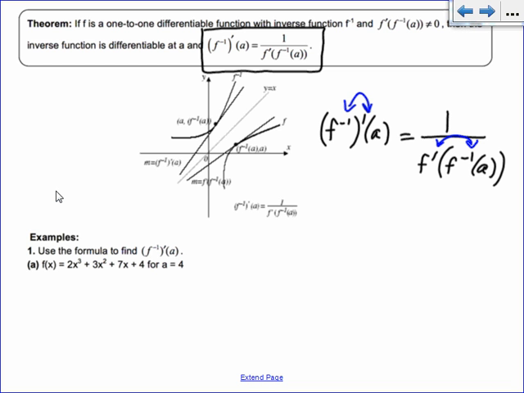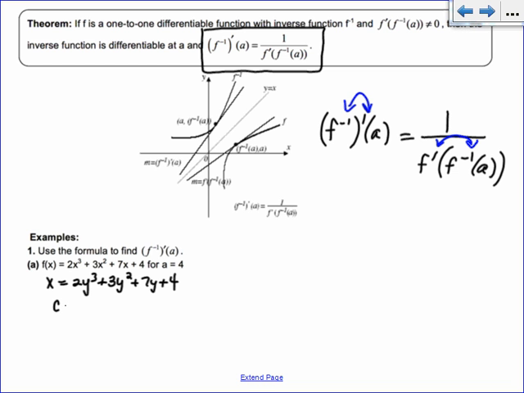All right, so number 1. It says use the formula to find f inverse prime of a. Number 1 is a classic example of why you would need this formula, because you can't find the inverse. If you try to find the inverse, you have x equals 2y cubed plus 3y squared plus 7y plus 4. Can you solve for y? No. How do you solve for y there, right?